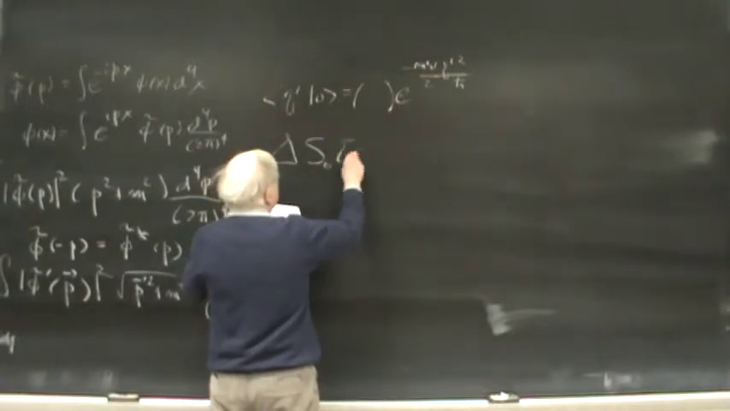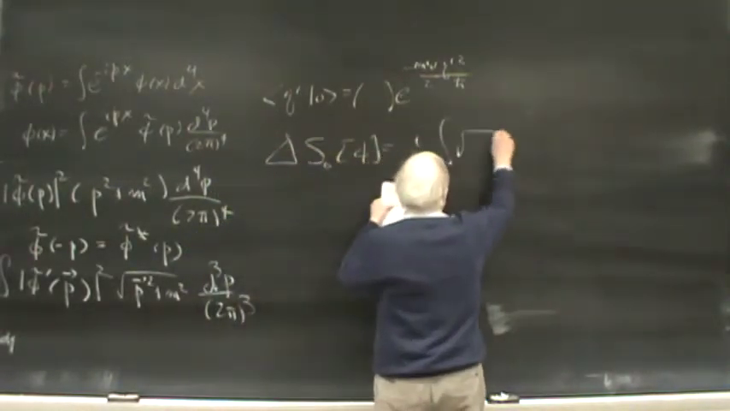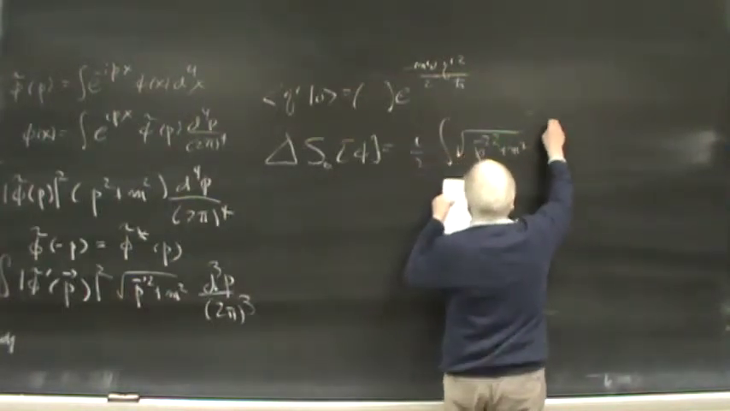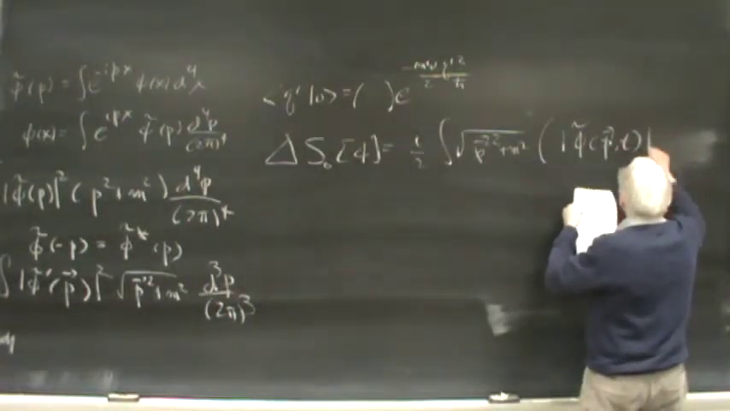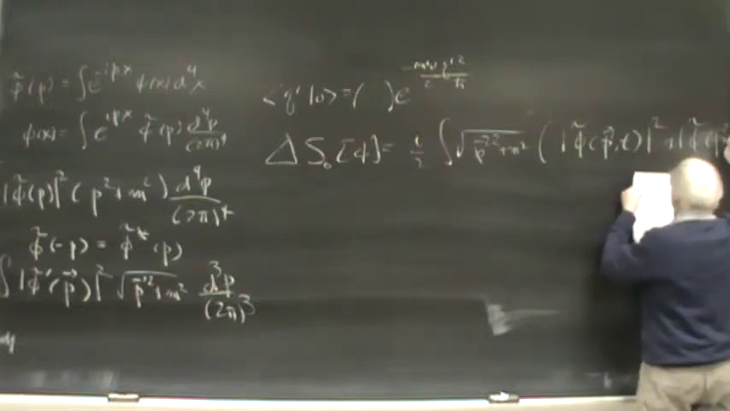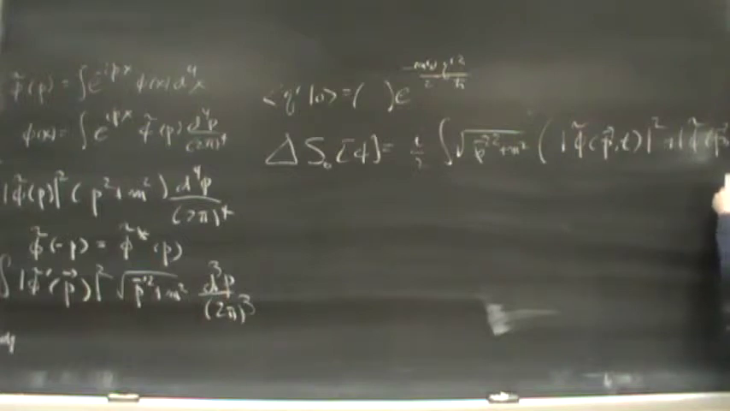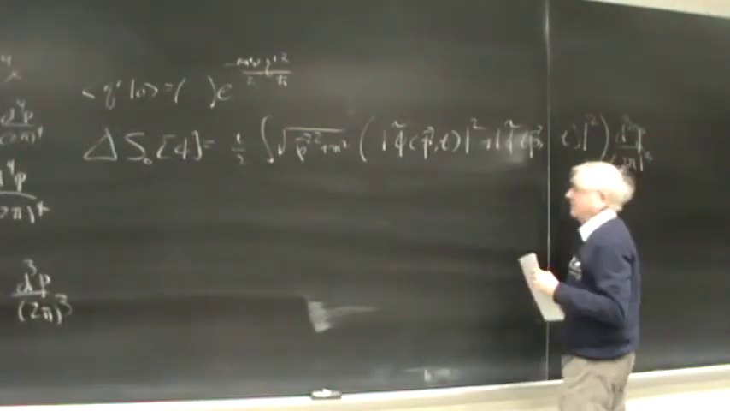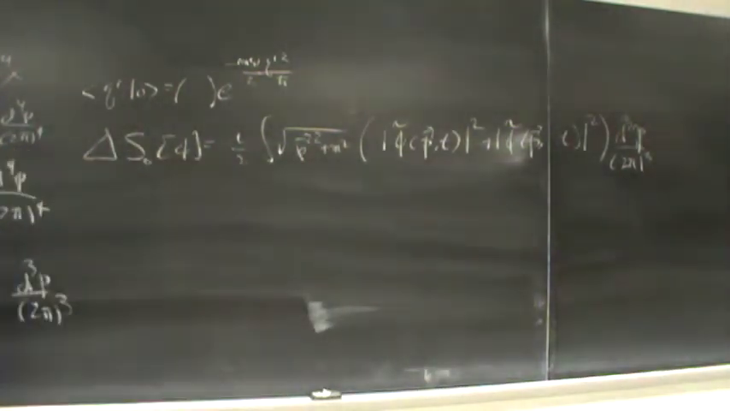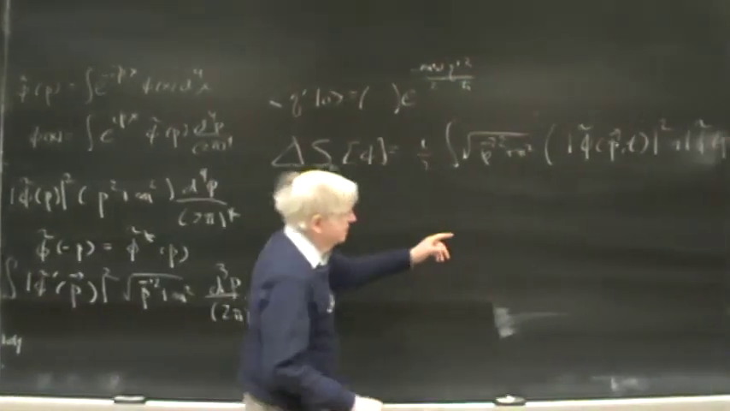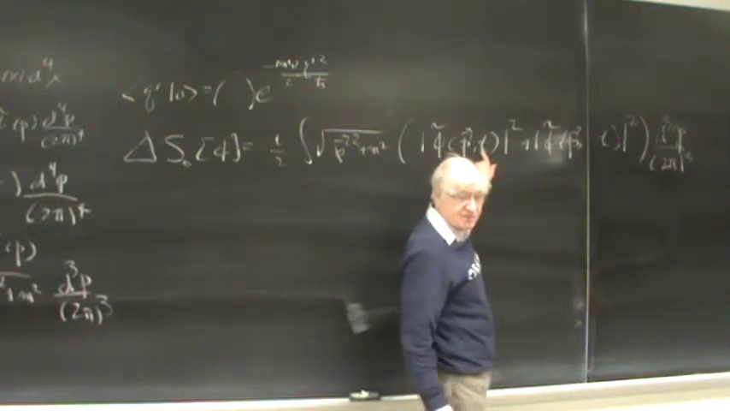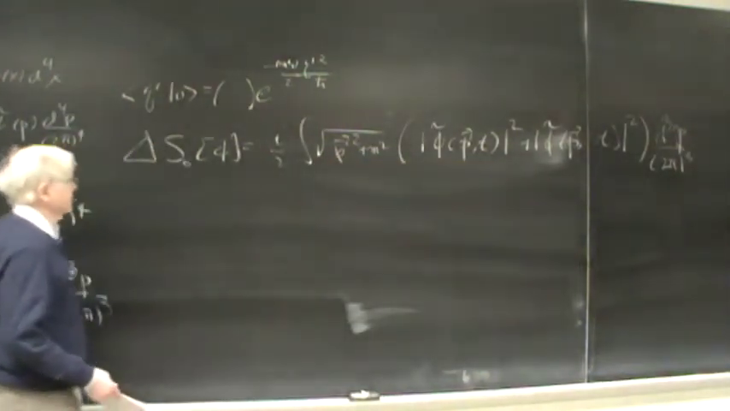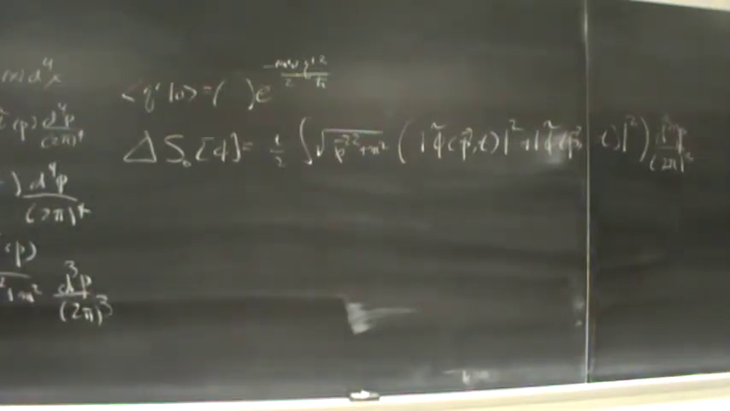We can say delta S of phi is what? Well, it's i over 2 integral square root of p squared plus m squared, and then it would be phi tilde of p and t plus phi tilde of p and minus t, squared, d^3p over (2 pi)^3. So that's representing this expression here at minus infinity, which I write as minus t, this little t being some huge number, and then this t being the same huge number, but with a plus sign. And so that's the effect of these terms.